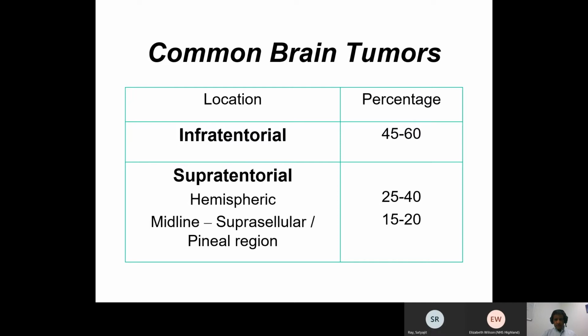So in children, infratentorial tumors are slightly more common, 45 to 60%, whereas supratentorial is between 35 to 45%. In that, most of them happen in the cerebral hemispheres, 25 to 40% of them, whereas the midline ones, the suprasellar region and the pineal regions are 15 to 20%.